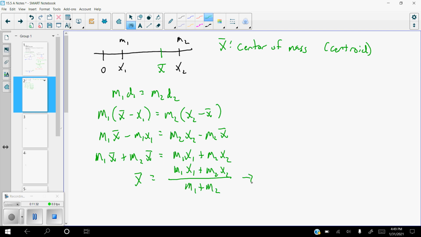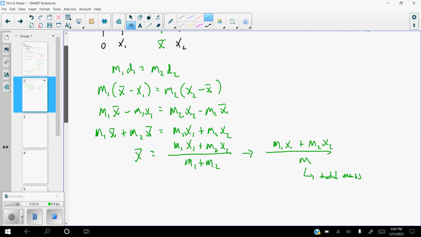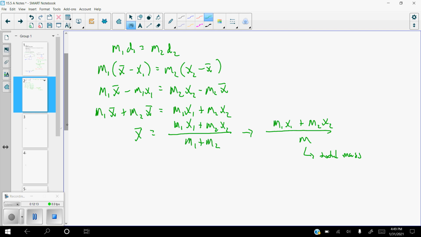And while that is really the formula, if you think about it, M1 plus M2 is really just the total of all the masses that you have sitting on this piece, on this whatever it is, on this surface. So we call M1 plus M2 the total mass. We just call it M. So really what we get is M1 x1 plus M2 x2 over M, where again, M represents the total mass. Okay, hopefully that makes sense.